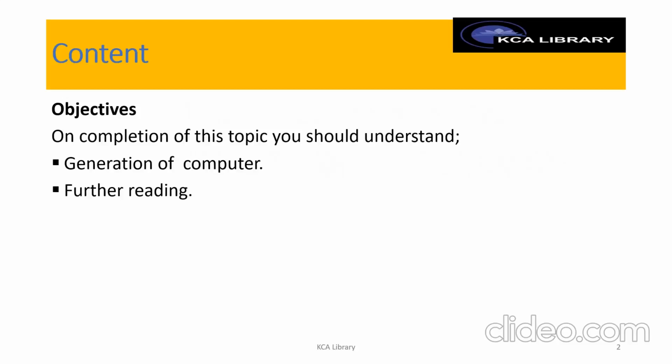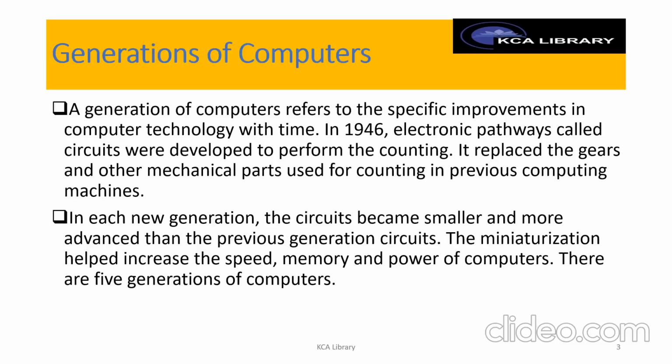So in this class, we are going to look at part 3 of our topic, Introduction to Computers. Basically, we are going to look at generations of computers. Let us first start by defining what computer generation is. This is basically the evolution of computer technology. By definition, generation of computer refers to the specific improvements in computer technology with time.